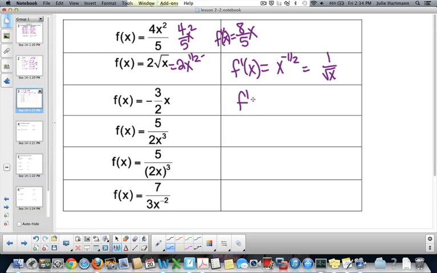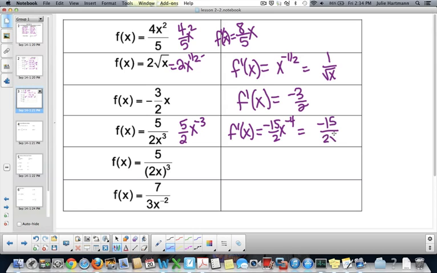Alright, negative 3/2 x. The derivative is negative 3/2. This one, what I would do here is write it as 5/2 x to the negative 3. All right, so when you do the derivative, that is negative 15/2 x to the negative 4, which would be negative 15 over 2x to the 4th power.